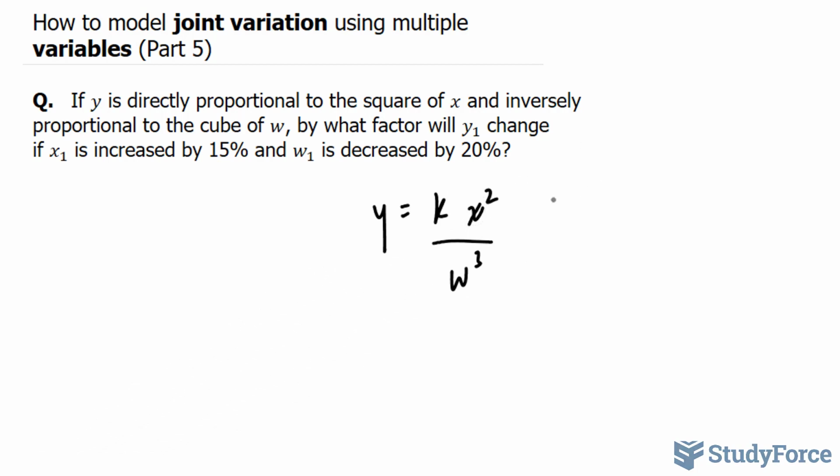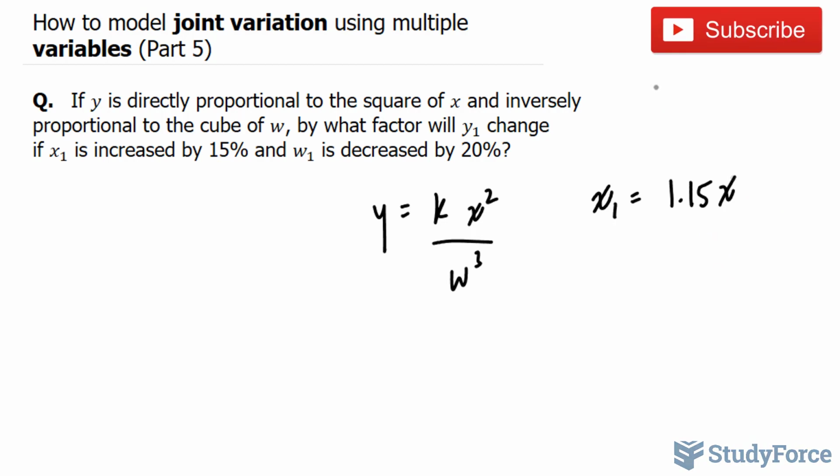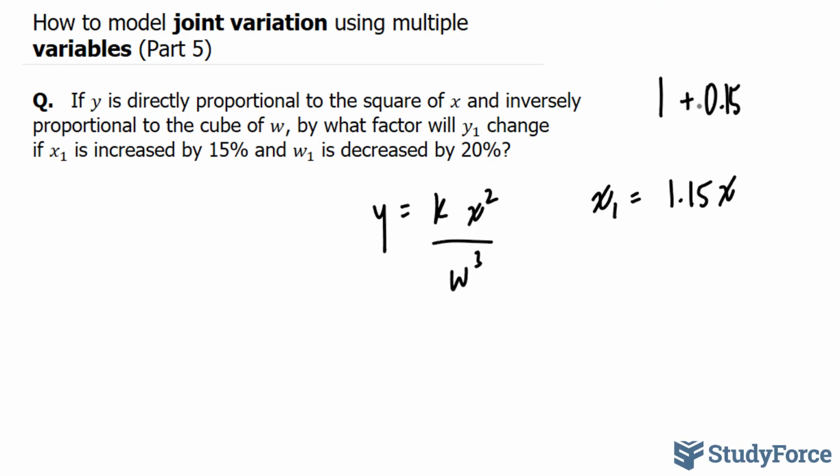So we're told that there will be a change to the x and to the w, and the change will be represented as x1, and that is equal to an increase of 15% of the original x. So we can represent that as 1.15 of the original x. Since there's a 15% increase, the original amount of x will stay the same and 15% will be added. And the way you represent that with percentages is you say 1, your original, plus 0.15, which is 15% converted as a decimal, and that's where 1.15 came from.